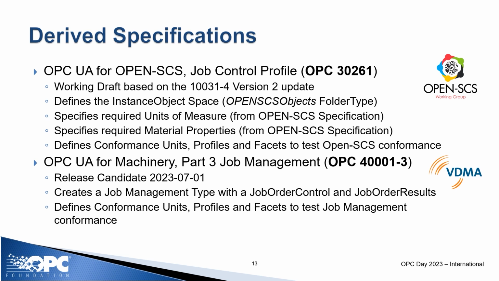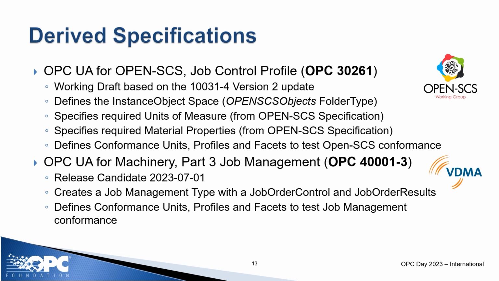Now, we've had several other companion specification groups, some working groups looking at job control. And my hope is that they'll be able to take what we've done in the ISA 95 job control management, and as they've done in the machinery part, define an object that contains the job order object types and job response object types, or as we've done in the OPEN-SCS, define a companion spec that says, okay, use the standard one, here's where these pieces exist.